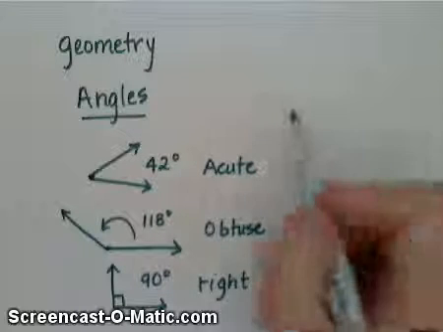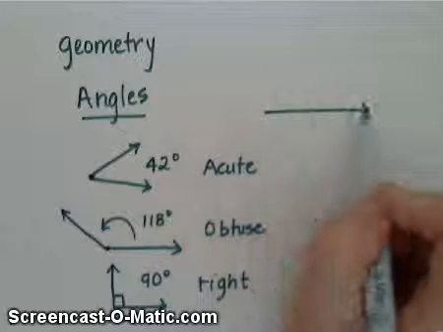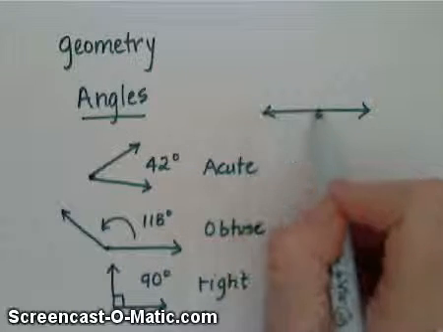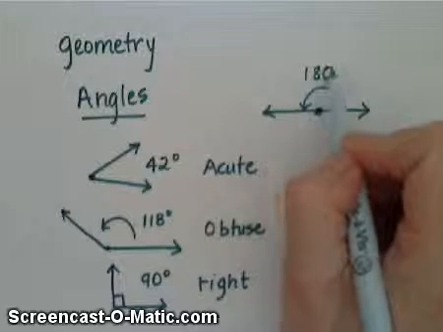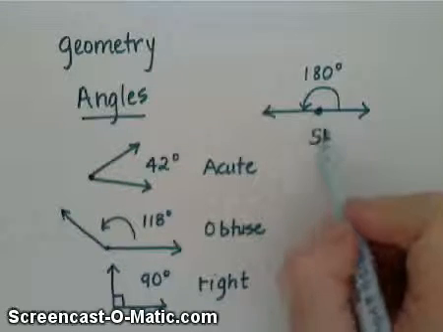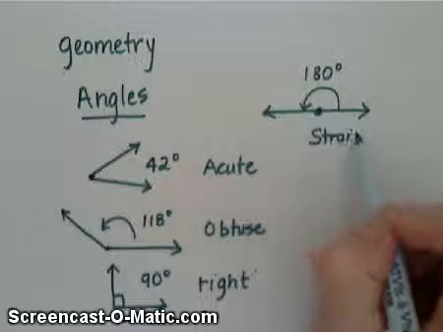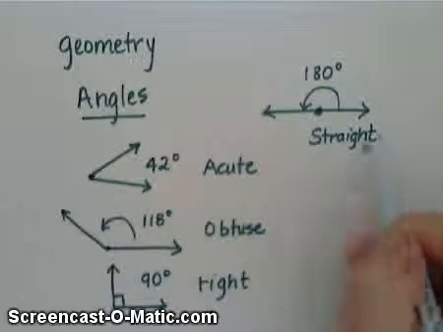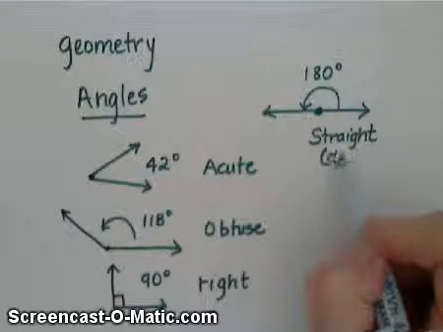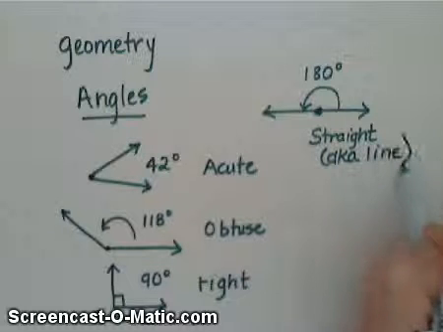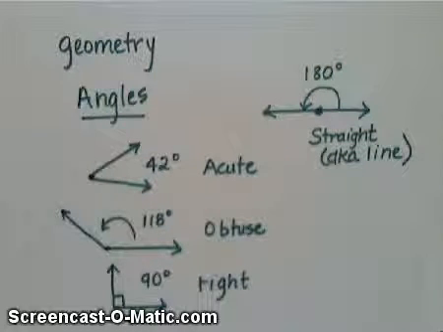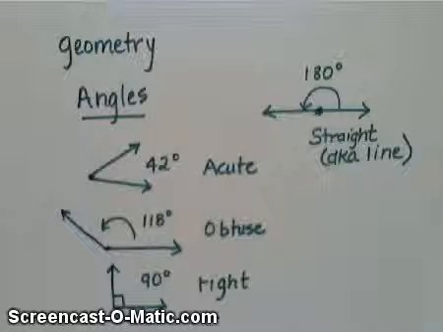In some texts, not ours, there is even this particular angle, this 180 degree angle, which is called a straight angle. We don't call that an angle, we actually call that a line. But at any rate, this is all you get in geometry. This is pretty much it. These are your types of angles.